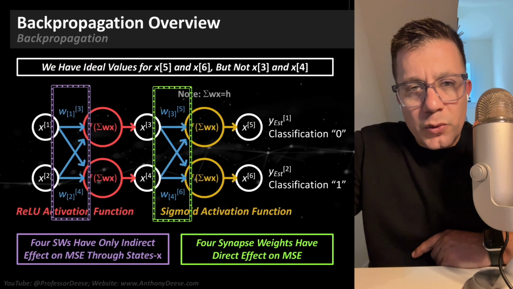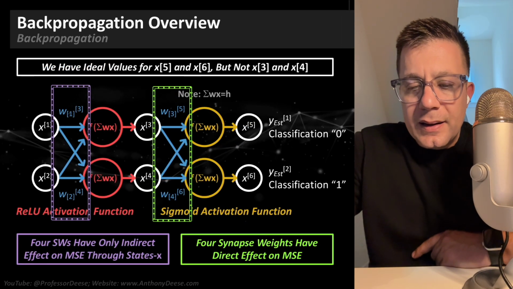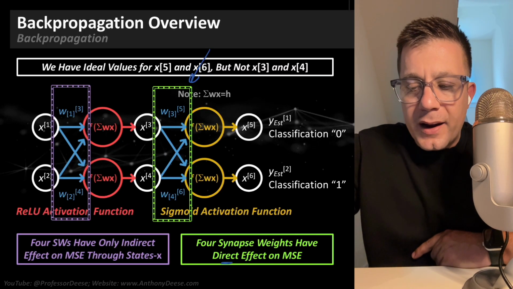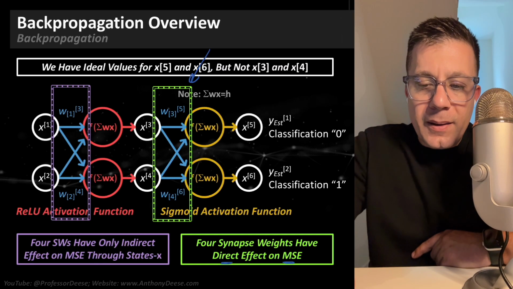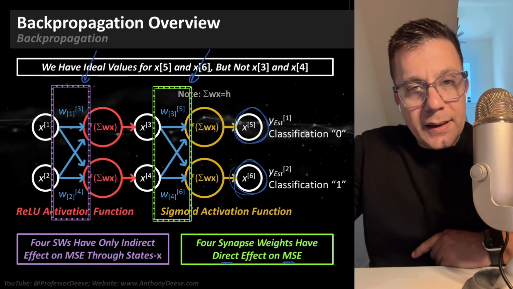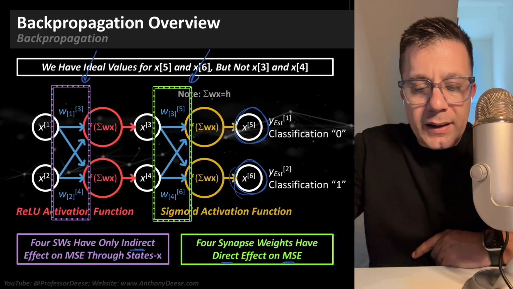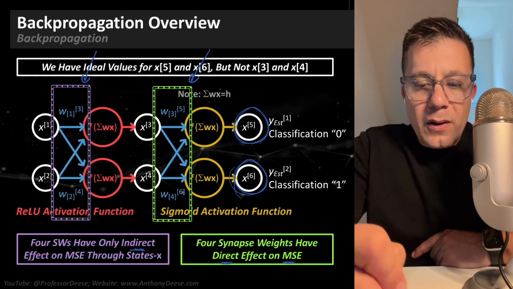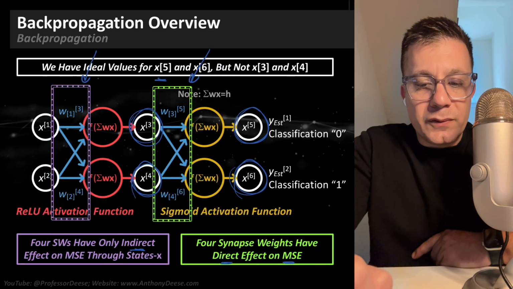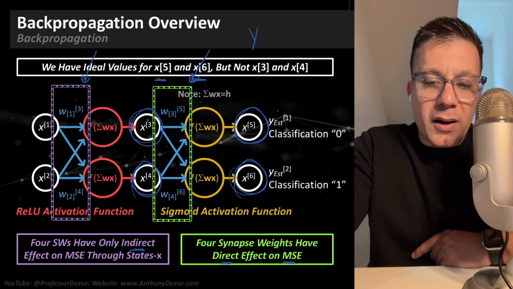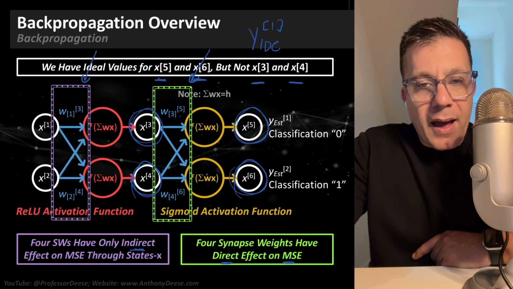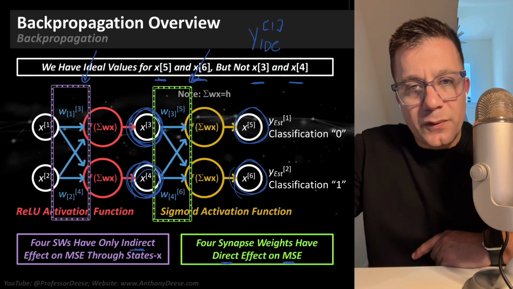This figure will allow us to reinforce some of the statements from the previous slide. In the green, we have the 4 output layer synapse weights, and they have a direct effect on the mean squared error as generated by x5 and x6. In the purple, we have the 4 hidden layer synapse weights, and they have only an indirect effect on the mean squared error through the intermediate states x3 and x4. So we have ideal values for x5 and x6 because those correspond to the first and second ideal outputs, but we don't, again, have ideal values for x3 and x4.